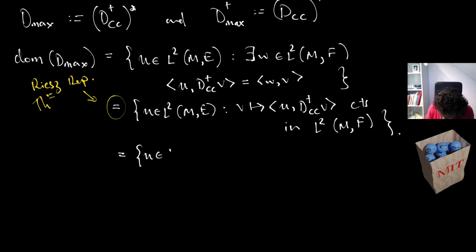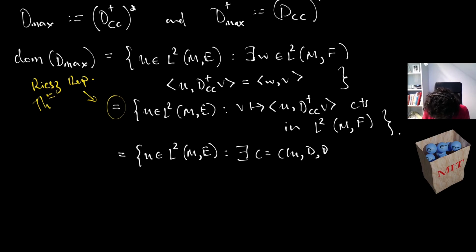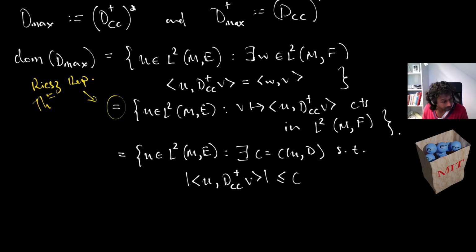We can characterize this in a slightly different way. This is the L2 sections such that there exists some constant, possibly depending on u, and certainly depending on d, such that the inner product of u with d_cc dagger v is bounded by this C times the L2 norm of v.